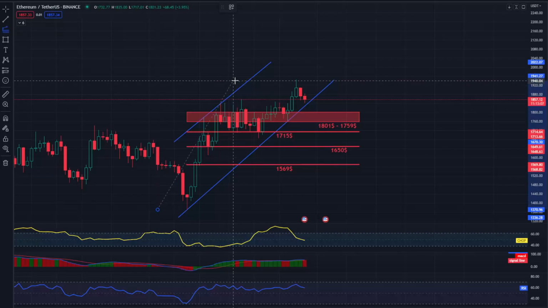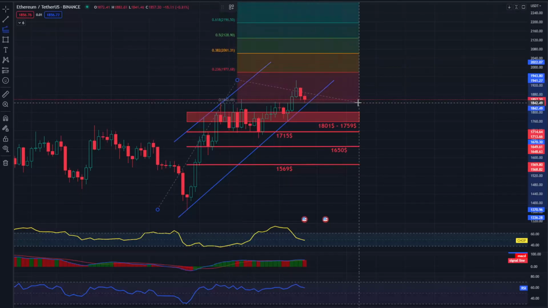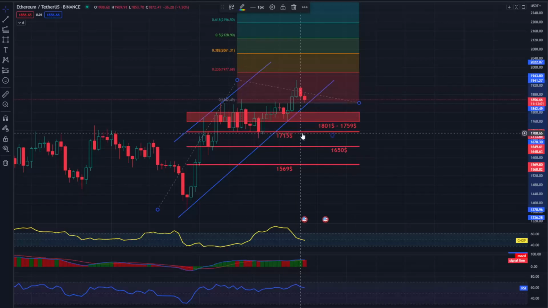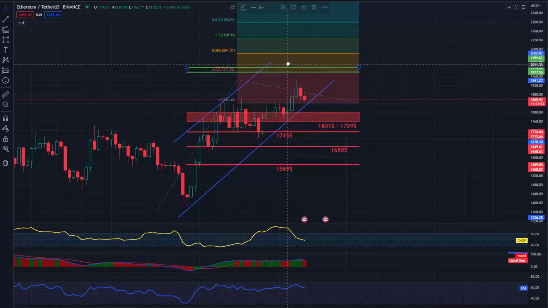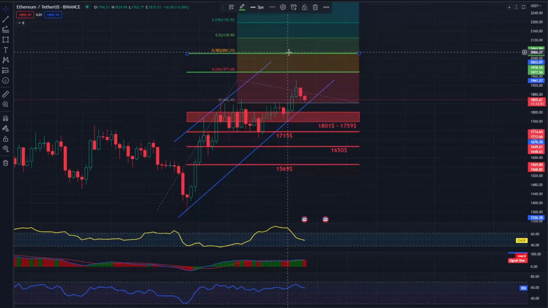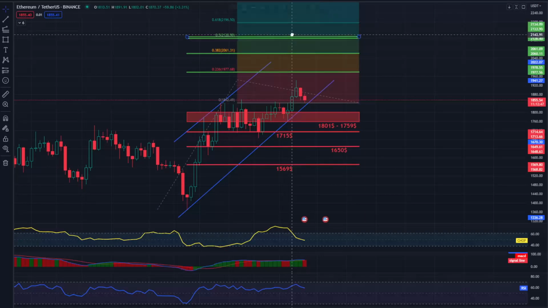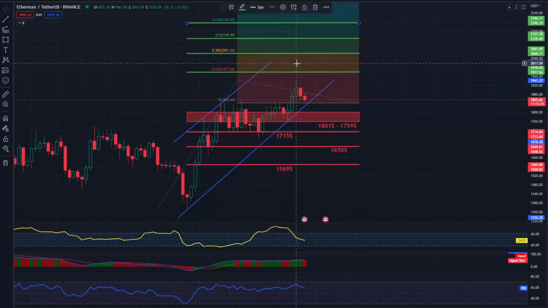Looking the other way, we can also mark the places where the price should encounter resistance on the way to increases. And here we have the first very strong resistance at $1,978, the next resistance at $2,060, then the third resistance at $2,126, and the fourth resistance at $2,195.